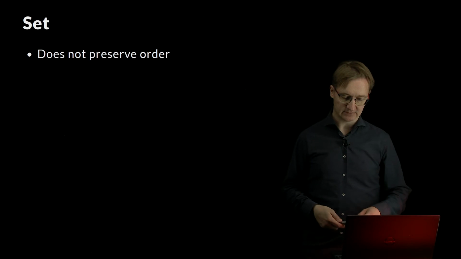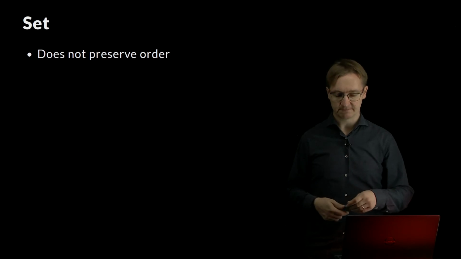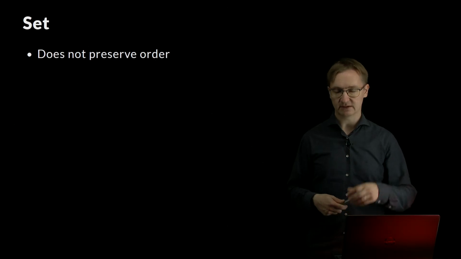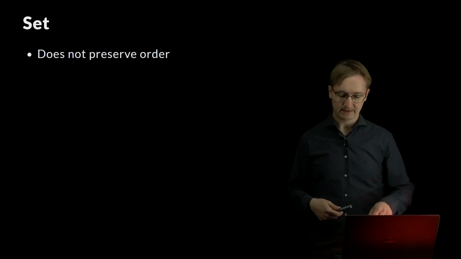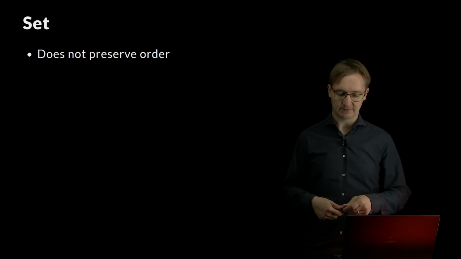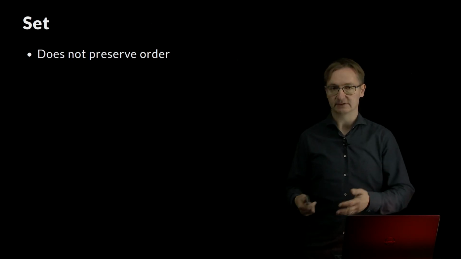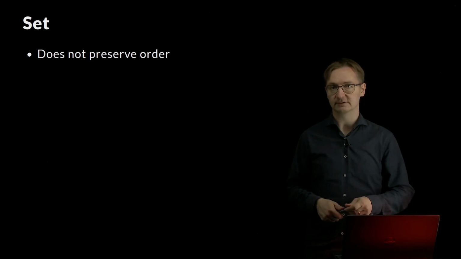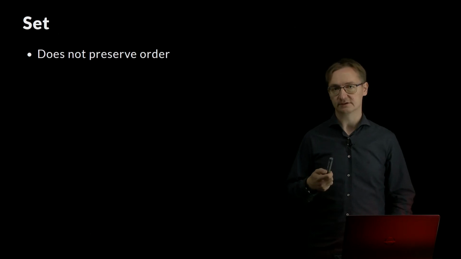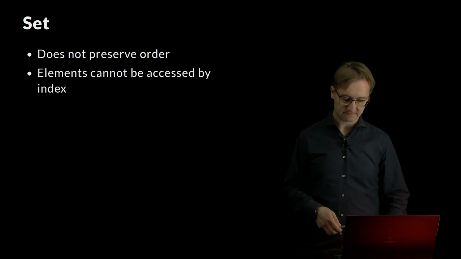A set. The set does not preserve order. So with lists and tuples, if you create a list or tuple, then the order of the elements remains the same. But with set, the order is not preserved. So for example, if I create a set with elements 1, 2, 3, they actually are not stored in this order. They can be, but they should not. You cannot rely on that. Python doesn't guarantee you an order of those elements.